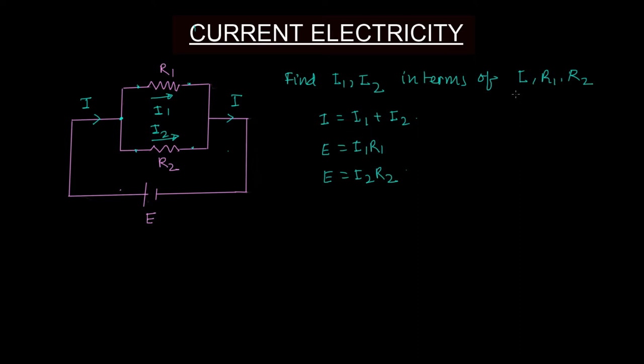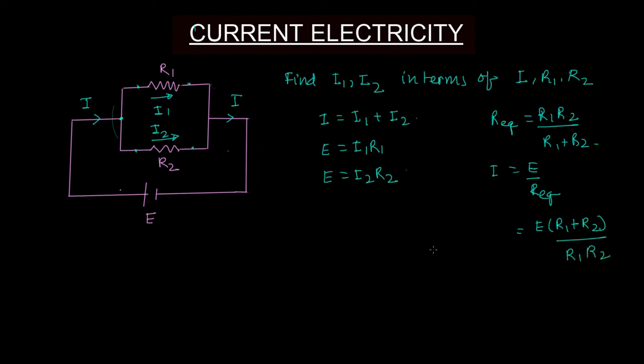Now I do not want you here to find out I in terms of E and R1 and R2, because ultimately the current that you'll find has to be a function of this. And the equivalent resistance here I know is R equivalent is equal to R1 R2 upon R1 plus R2. And my I is equal to E upon R equivalent, and that is equal to E into R1 plus R2 upon R1 R2. So this is what my I is.